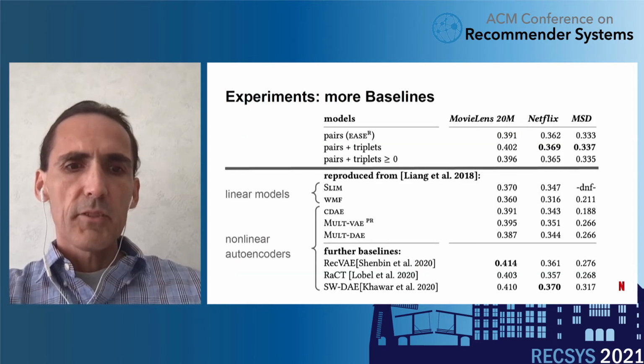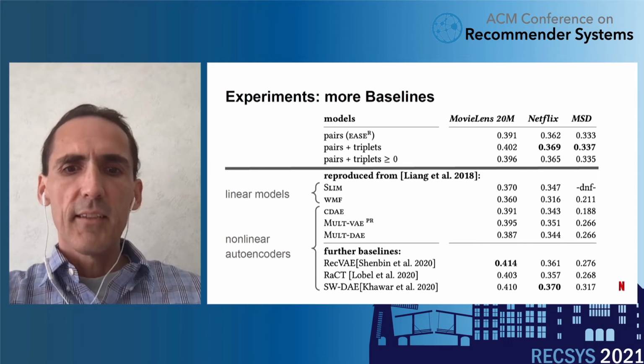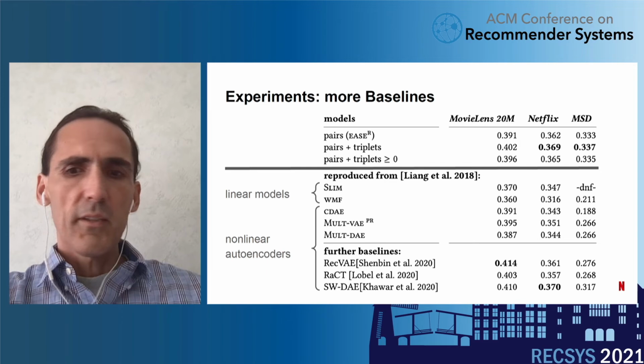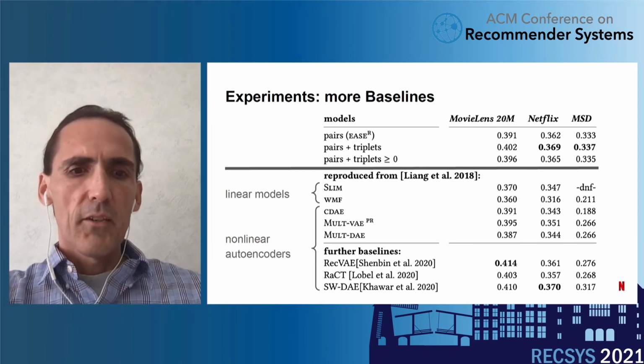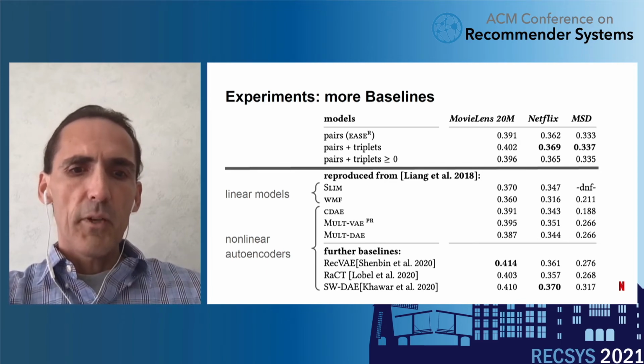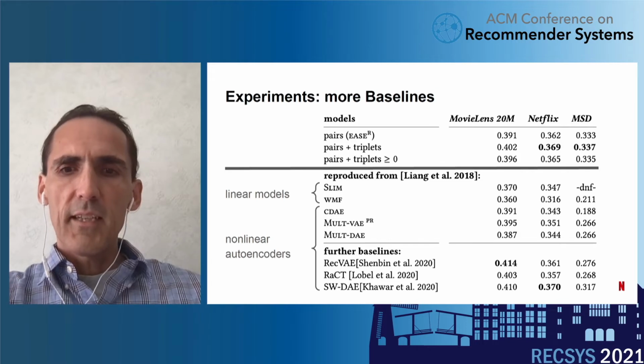I'd like to briefly show this slide that compares our simple approach to various baselines, including many nonlinear autoencoders. More information can be found in the paper. It's worth pointing out that on the MSD data in the right-hand column, which contains the largest number of items among the 3 data sets, this simple approach outperforms all the baselines by a large margin.